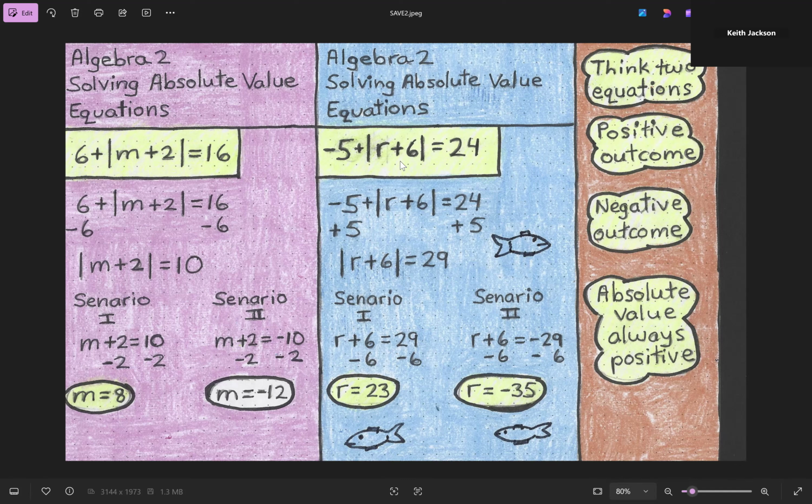Let us move on to the second big example, in which we have negative 5 plus the absolute value of r plus 6 is equal to 24. We're going to balance this equation by adding 5 to both sides. When we do that, guess what? We have a positive number here, so it's going to work because absolute values can only equal positive numbers, right?